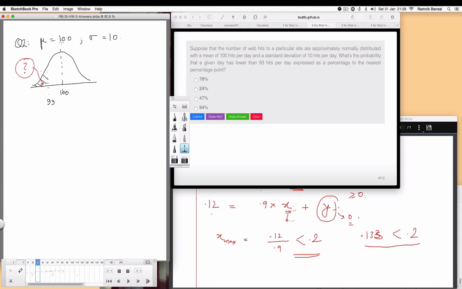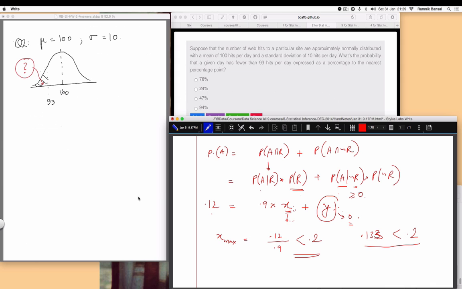We're saying mu is 100 and sigma is 10, right? And so this is 100. So we're talking about this area under the curve where the value is less than or equal to 93, right? Has fewer than 93 hits, right? So we are interested in this area under the curve. So I think if we just straight away use the p norm, let's look at it.